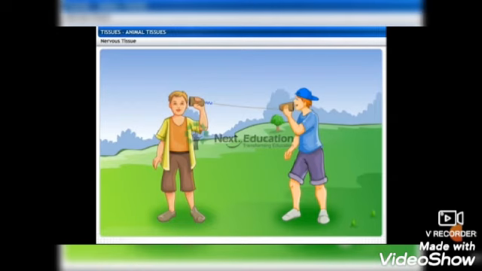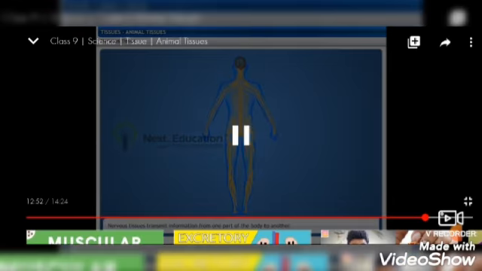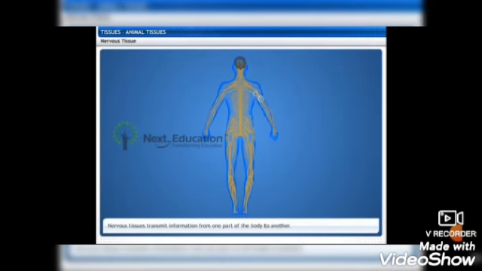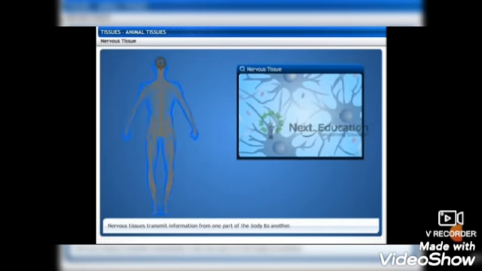Well, do you know what the boys are doing? They are trying to converse over a telephone that they have made. The function of the wire is to transmit the information. Similarly, our body also has tissues that transport information from one part of the body to another, and these are called nerve tissues. Let's take a closer look at the nerve tissues.